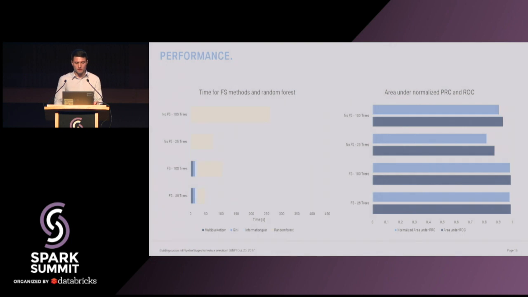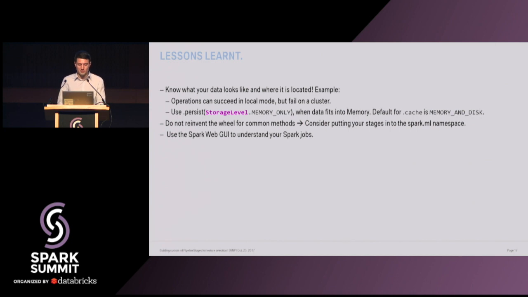Knowing what you do is always a good lesson. This was also the lesson we had to learn while using Apache Spark. You need to know what your data looks like and where it is located. That means, for example, that sometimes operations can fail if you first work in local mode and then go to a cluster. If you do caching, think about whether your data might completely fit into memory. You might want to use the persist method and not the cache method, because the default for cache is that it stores the data in memory and disk, which might take longer.